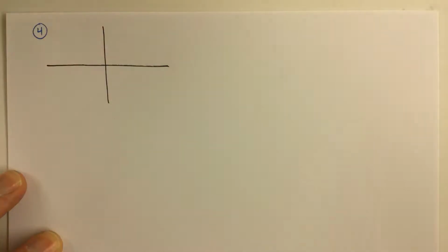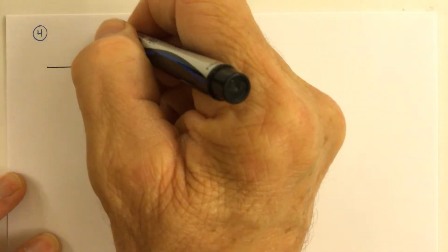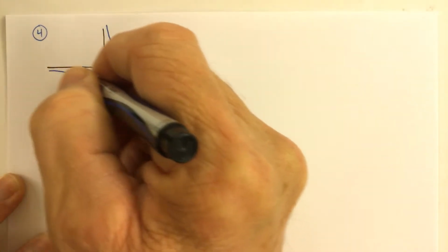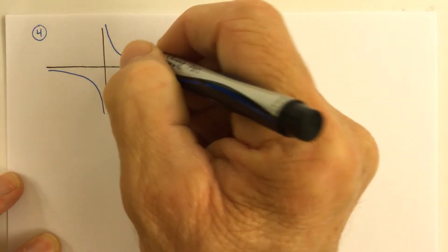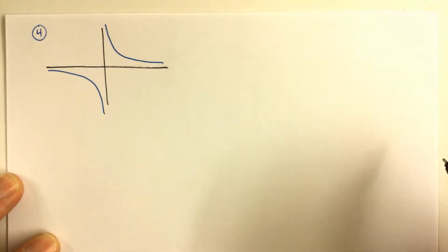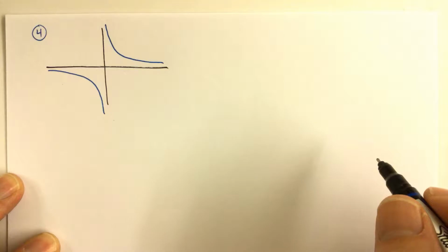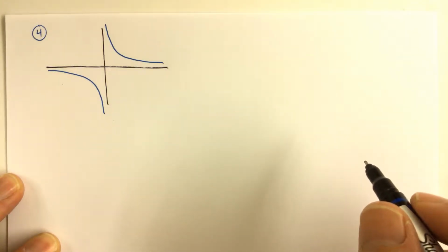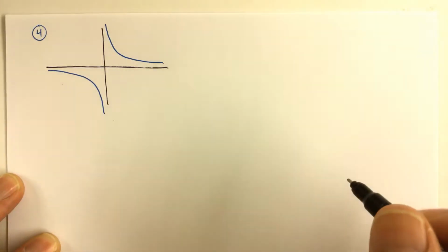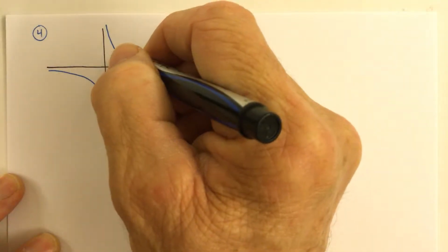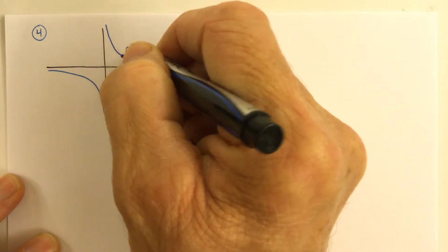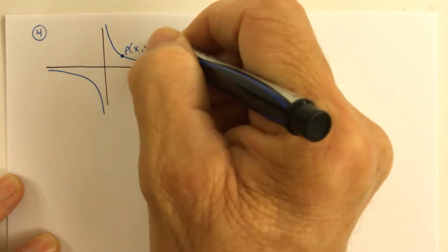Problem number 4, we're given that there's a point P on the graph of y equals 1 over x. So we draw the graph of y equals 1 over x. We put a point P on there, but let's do it strategically. We're going to come up with a function that expresses the distance from point P to the origin. So let's just put the point P out here that has the coordinates x comma y.